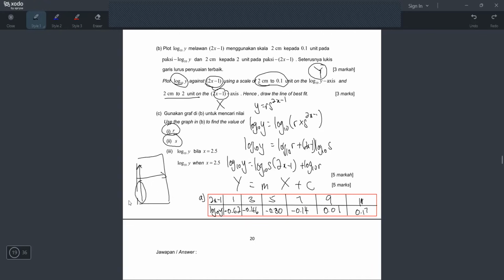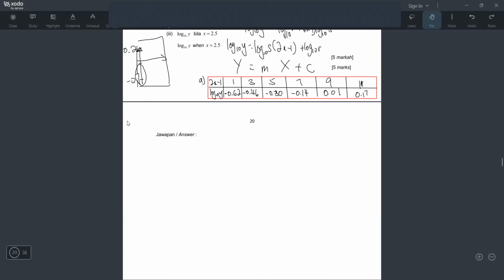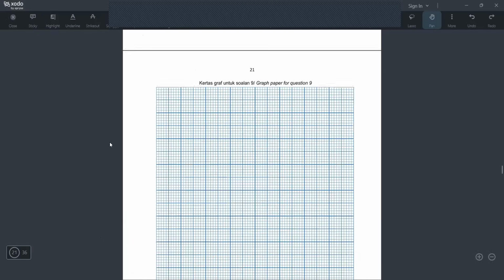And I have to go down until negative 0.62. And if the scale I use is 2 cm to 0.1 for the y-axis, I have to go until negative 0.7 here. And then the top will be 0.2, right? Because the biggest is 0.17, so it will be 0.2, right? So after I know this, now I can go to the graph. So let's go to the graph.